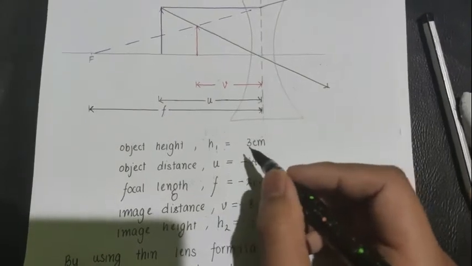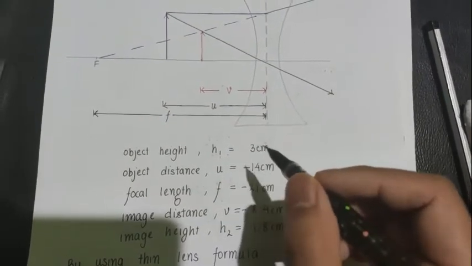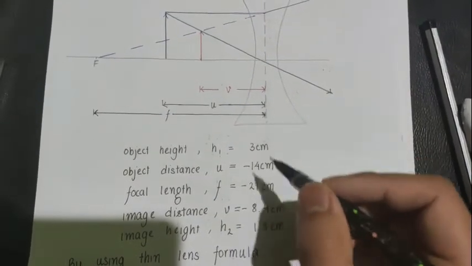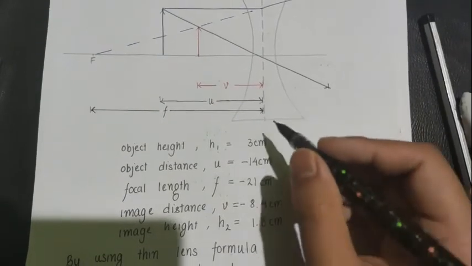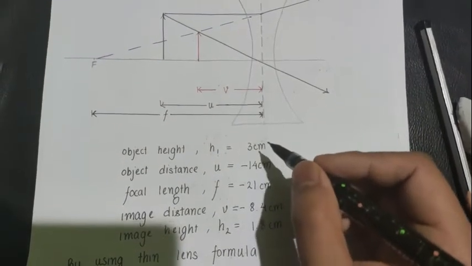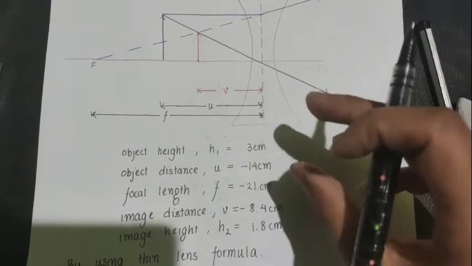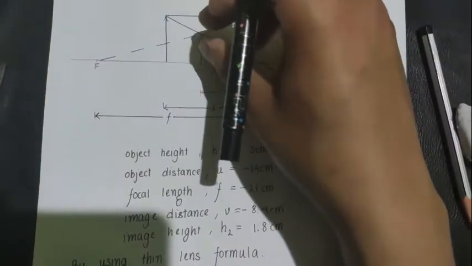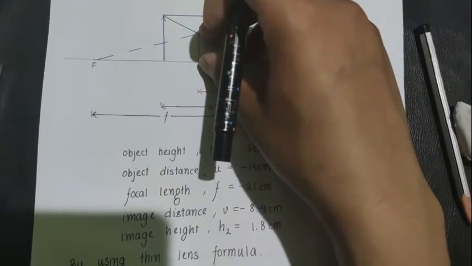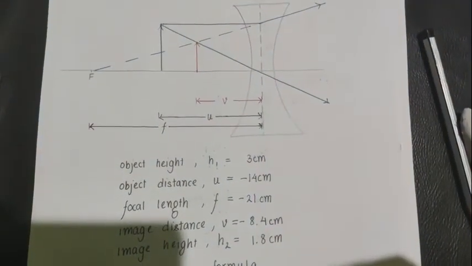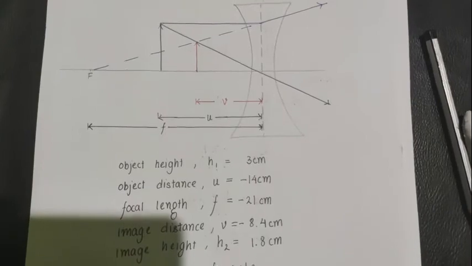Whereas your object height is how much? 3 centimeter. Okay, who is bigger, your object height or your image height? Your object height is bigger. That means your image has got smaller. Clear? This is the object, this is the image. That means your image is smaller. So what kind of image is formed? It is formed diminished. Clear?